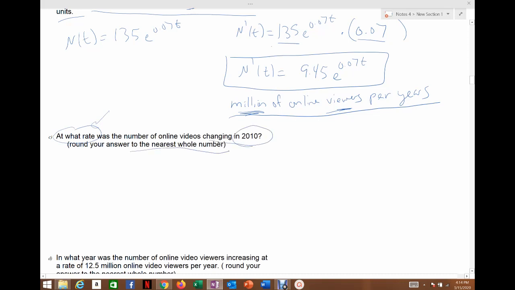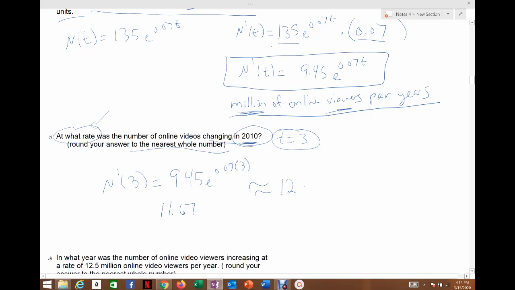Round your answer to the whole number. So this is just asking you to take your derivative and plug your time in. Since it's 2010, it's 3 years into our study. So N prime of 3 is you plug it into our derivative and then round to the whole number and then units. It comes out 11.67, so I'm going to round to 12.